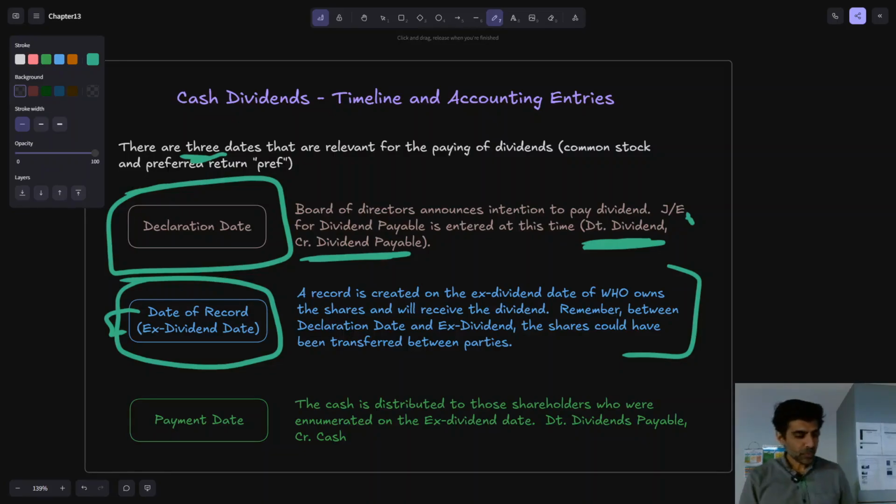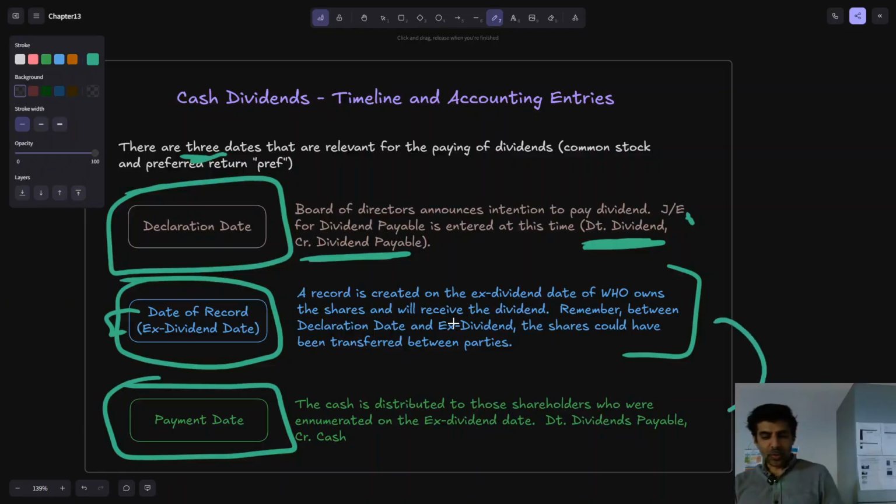And then there's a payment date. This is when the cash actually goes to the people in the proportion that you determined on the ex-dividend date. So this is when you will debit dividends payable and credit cash.